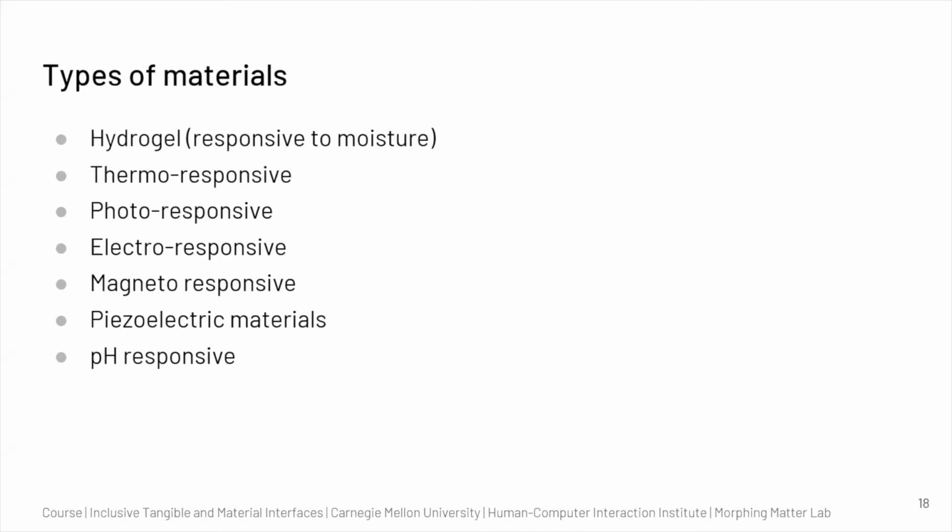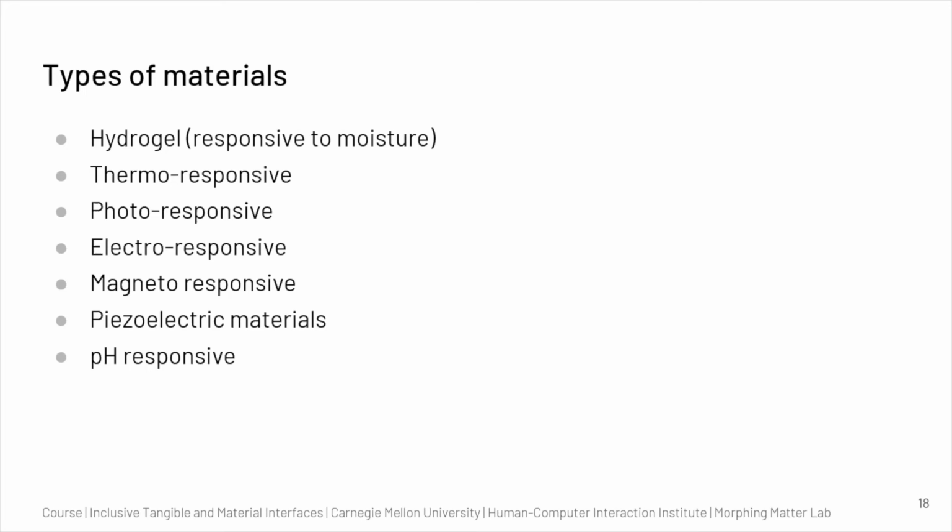The next thing we talk about is the different types of smart materials that could be used in 4D printing. The first one is called a hydrogel. As the name suggests, hydro means water, so this material is responsive to moisture or water. The second one is thermo-responsive, which means it changes its shape when it comes in contact with temperature or heat.